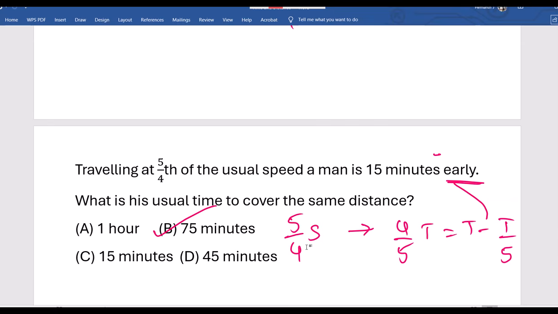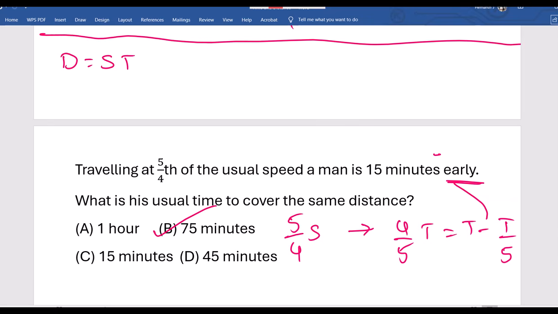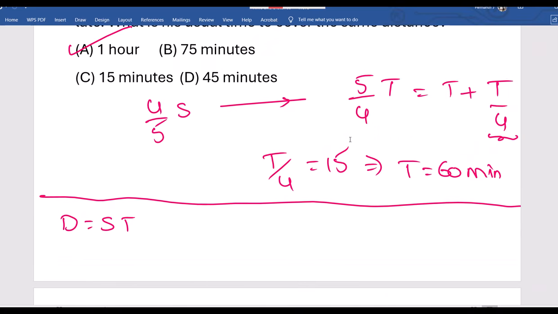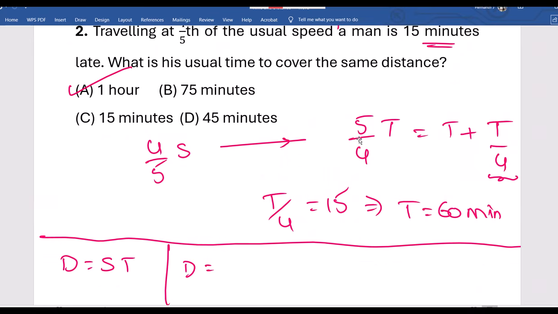Sir, I am not understanding this, sir. Cool. I'll give a very simple thing. Distance equal to speed into time. This is another method. Distance equal to speed into time. Now second case, my dear friend, same distance, speed is 4 by 5. I'm talking about the previous question. Speed is 4 by 5. Time is 15 minutes extra.